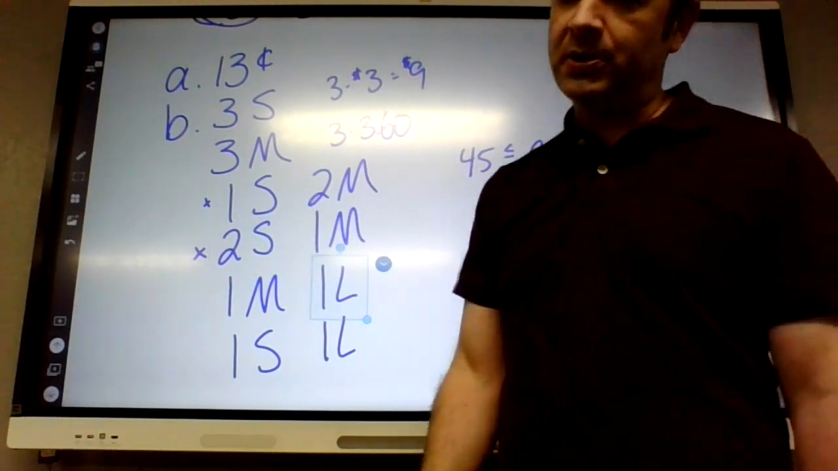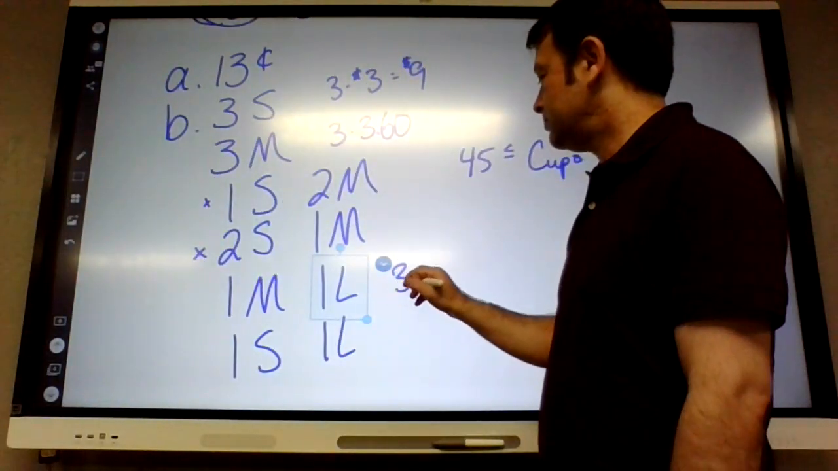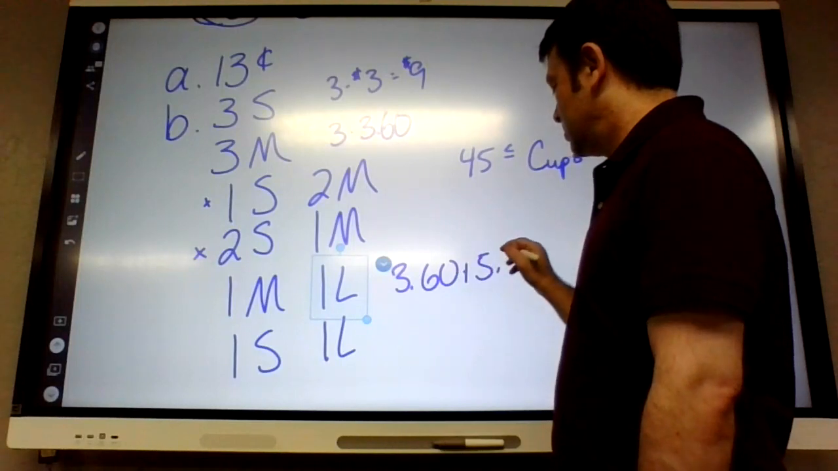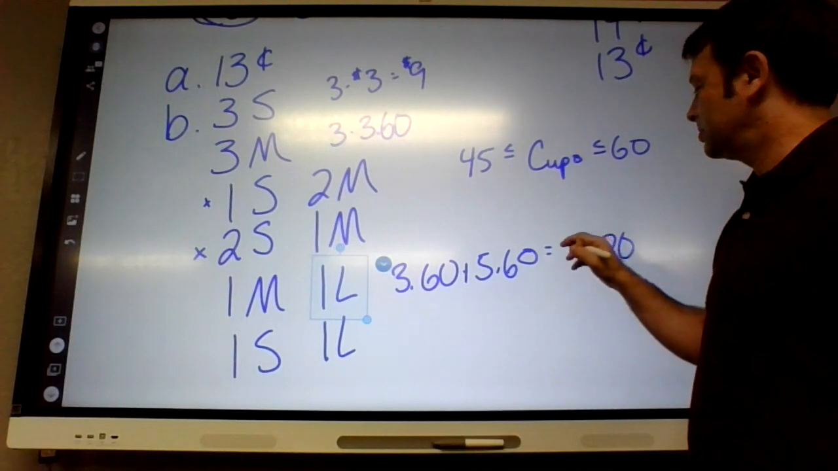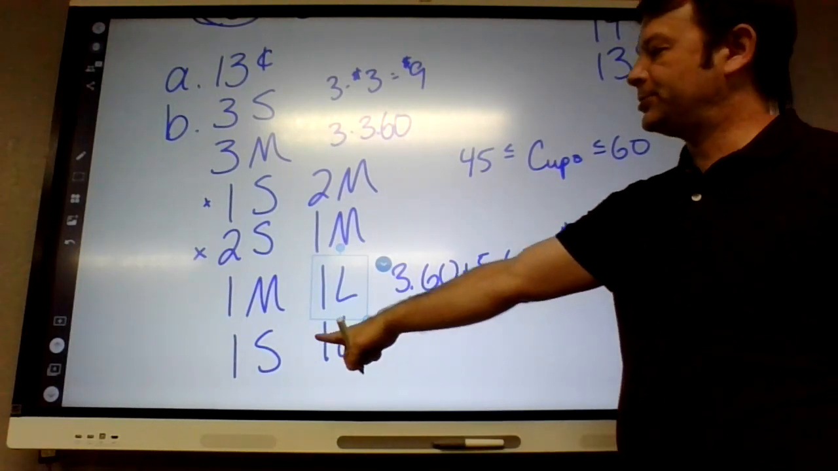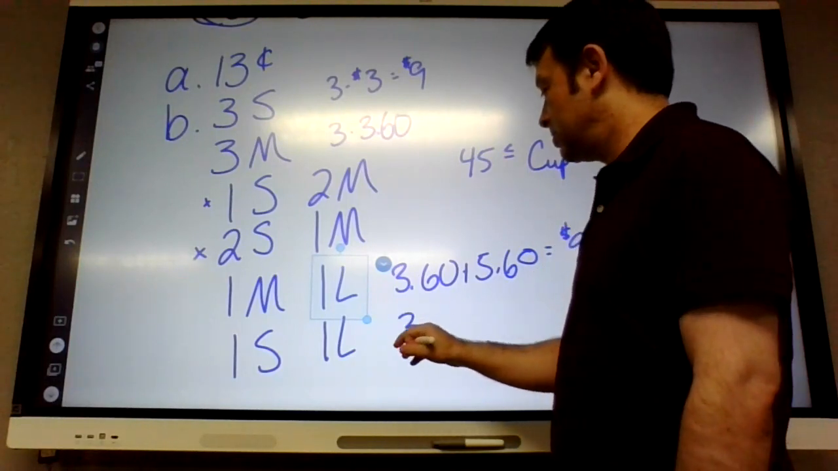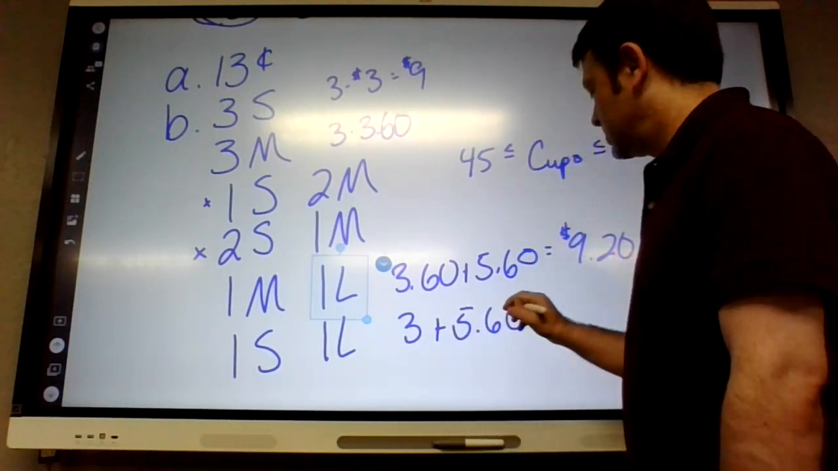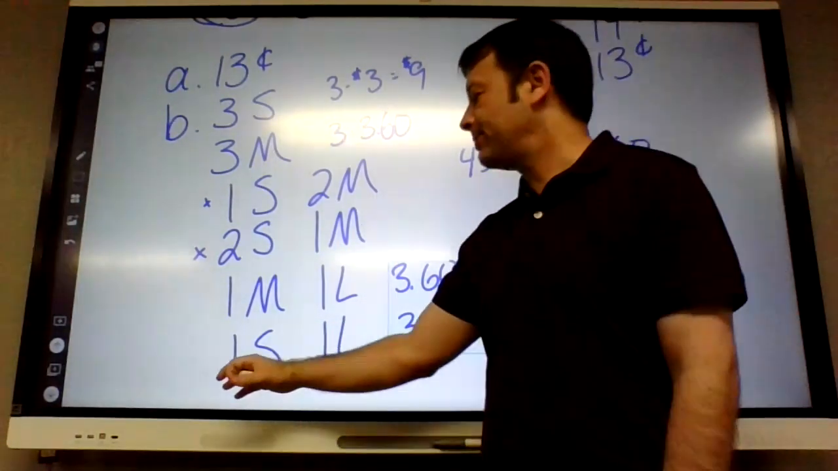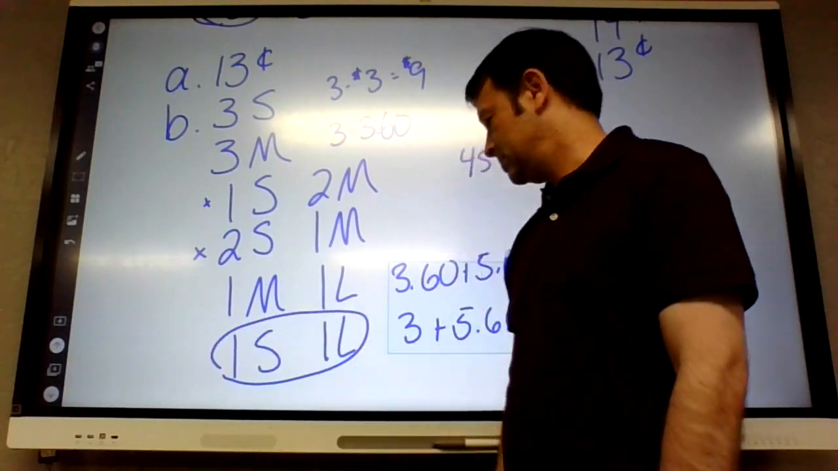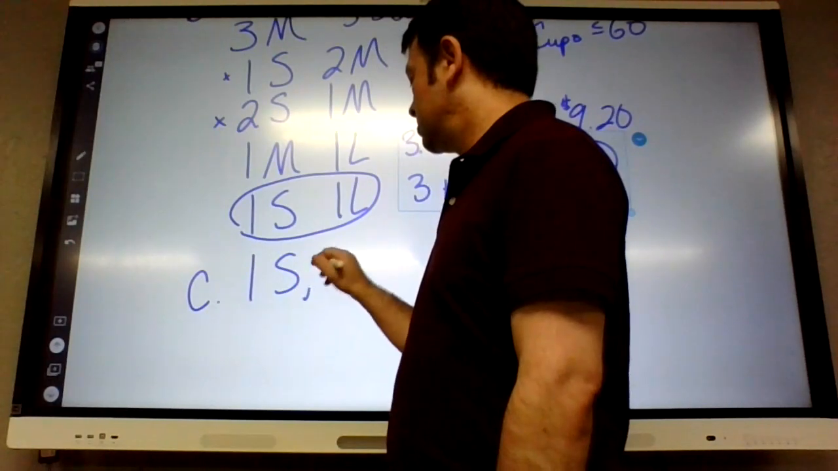1 medium and 1 large though. 3.60 and 5.60. That's like 9.20. Which is still not as good. Oh, well, this will be better though, because this is 1 small, 1 large. So 3 plus 5.60, 8.60. So yeah, that would be the best deal. So the answer, really what they wanted, is 1 small, 1 large. For C. Yeah, 1 small, 1 large.